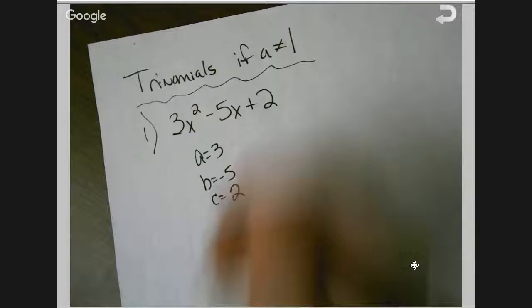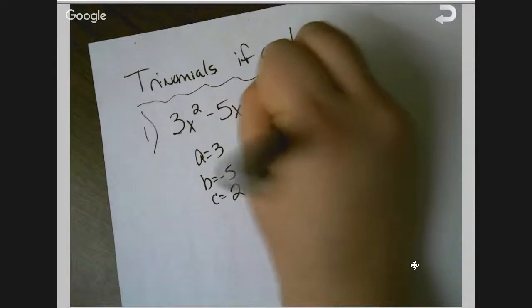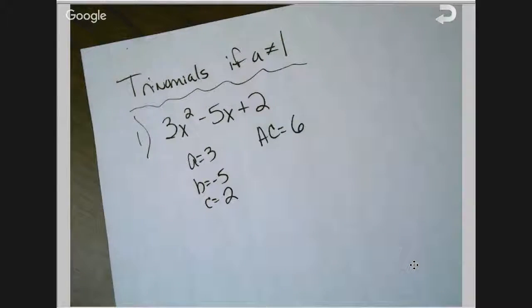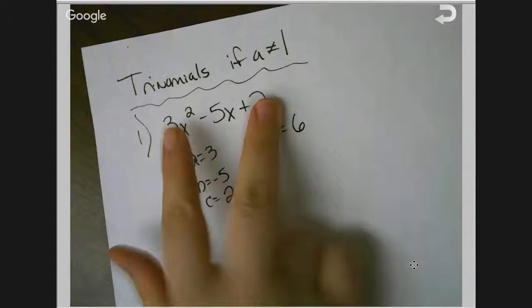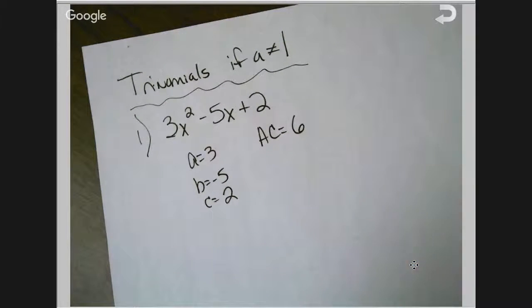The next thing you would do is say, okay, what is a times c? And this one's 6. You did that when a in the trinomial was 1, but you had a 1 there, and so it went 1 times that number, and it just happened to be that number. So you really did this method with that. We just didn't say we were doing it. Okay, so a times c is 6.